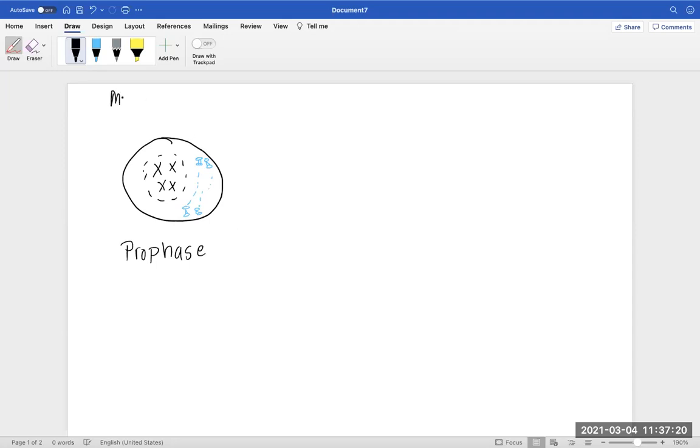This is mitosis. And then it's going to go into metaphase. Can anybody remember what happens in metaphase? They line up in the middle. So these X's align perfectly in the middle.